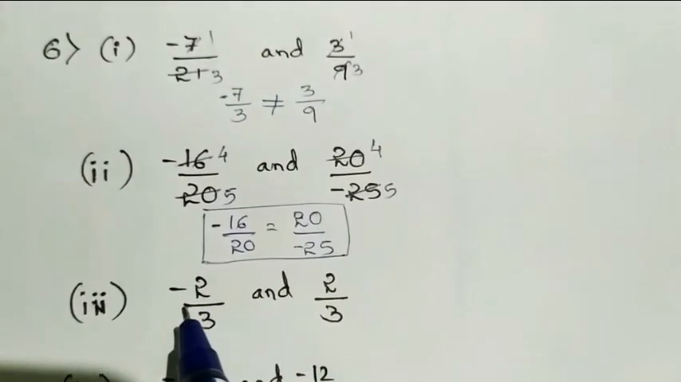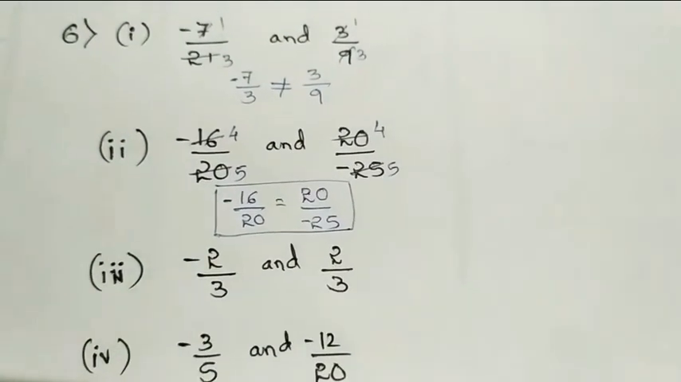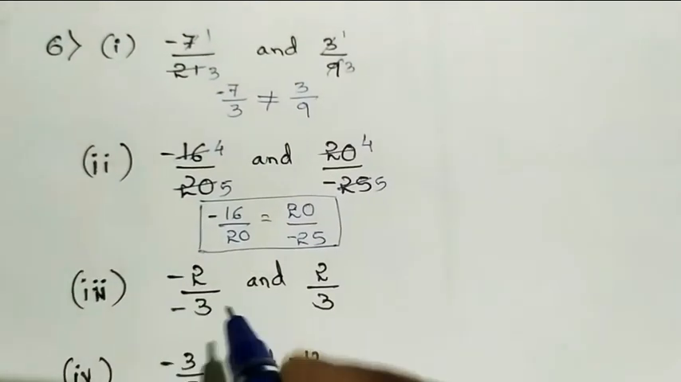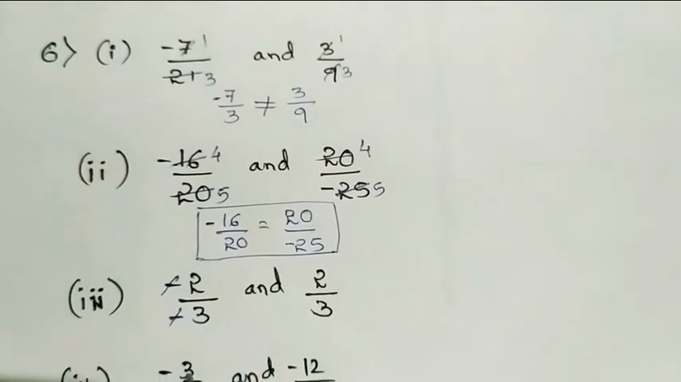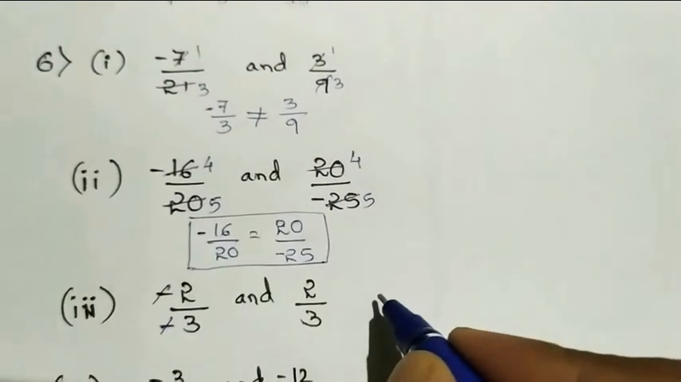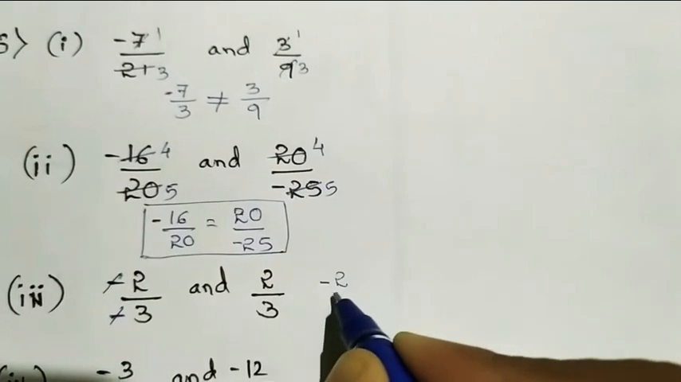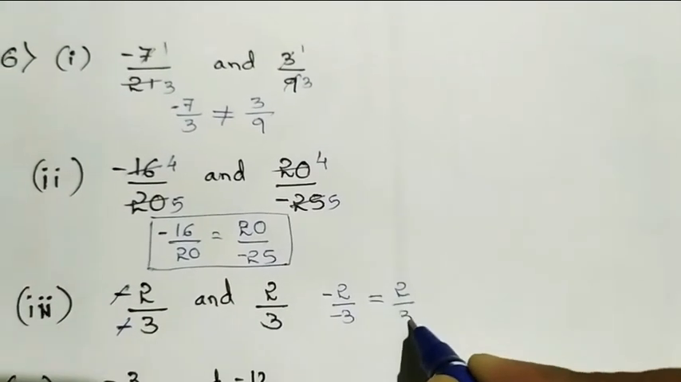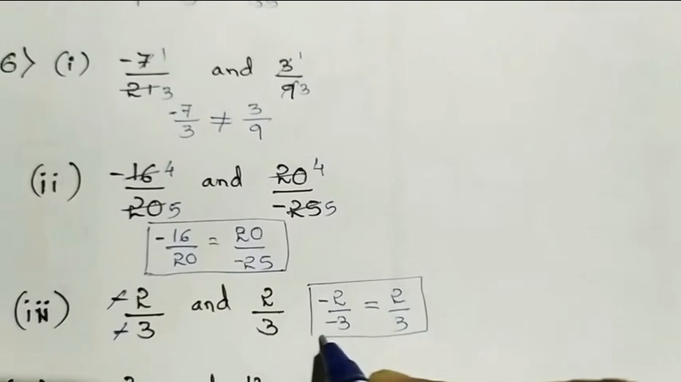Next, minus 2 by minus 3. Okay, so these minus signs will get cancelled. What did we get? 2 by 3. Here also 2 by 3. That's why you can say that minus 2 by minus 3 is equal to 2 by 3. Both are the same rational numbers.